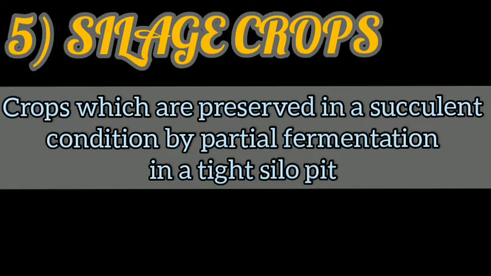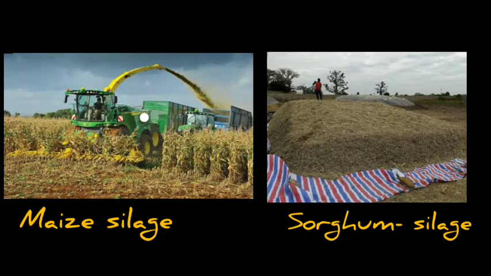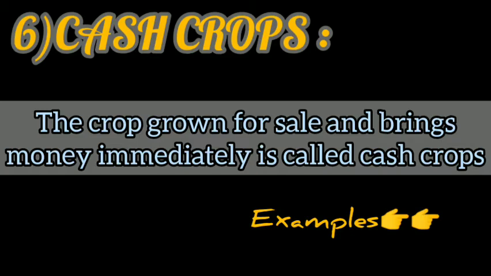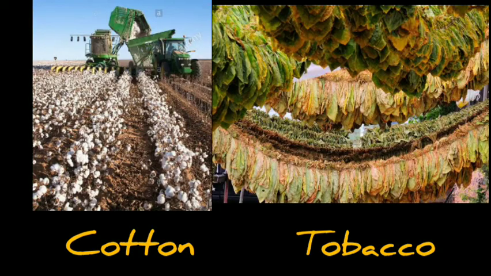Fifth one, silage crops. Crops which are preserved in a succulent condition by partial fermentation in a tight silo pit. Examples: maize silage and sorghum silage. Sixth one, cash crops. The crop grown for sale and brings money immediately is called as cash crop. Examples: cotton and tobacco.